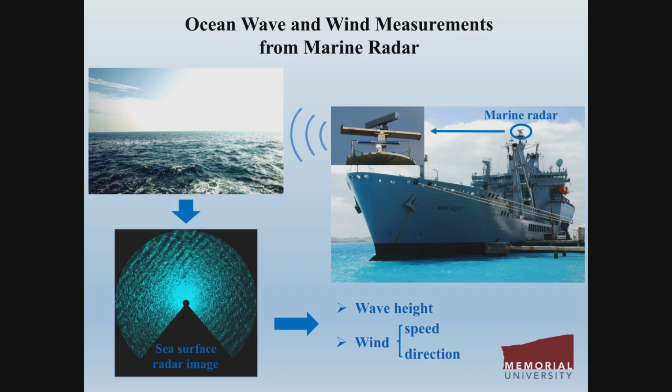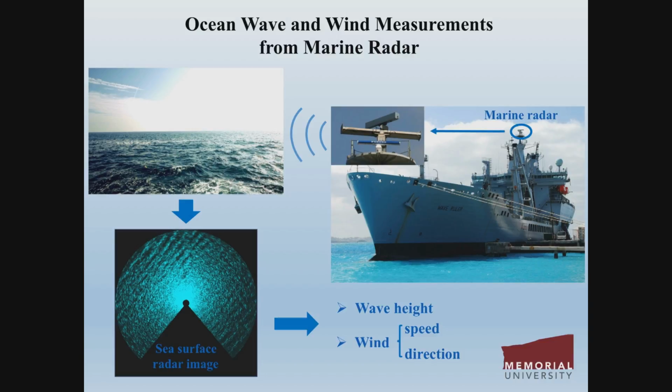For example, they can only provide the measurements in one point on the ocean. Also, they can be damaged by some harsh environmental conditions. Ocean information measurements using marine radar has been proposed. Initially, marine radar was installed on ships only for the navigation purpose. It's used to detect targets like other ships.